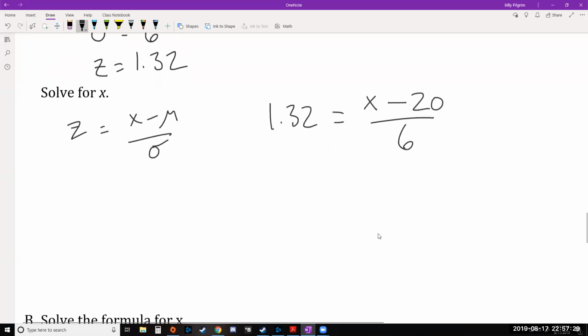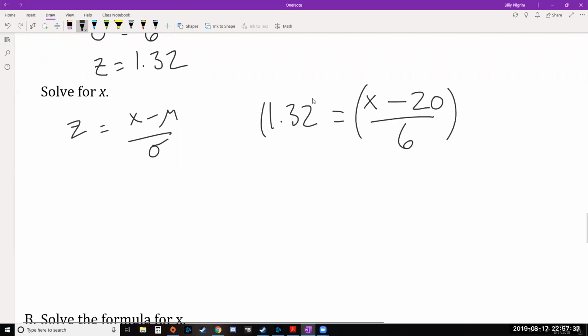So we're kind of back to what we were just talking about. We have an equation that has a fraction in it. We can always start by multiplying both sides by the lowest common multiple of the denominators. In this case, there is only one denominator, it's 6, so we're going to multiply both sides by 6. So on the left here, we have 6 times 1.32, and I'll just throw that in the calculator real quick. 7.92 is what I'm getting.